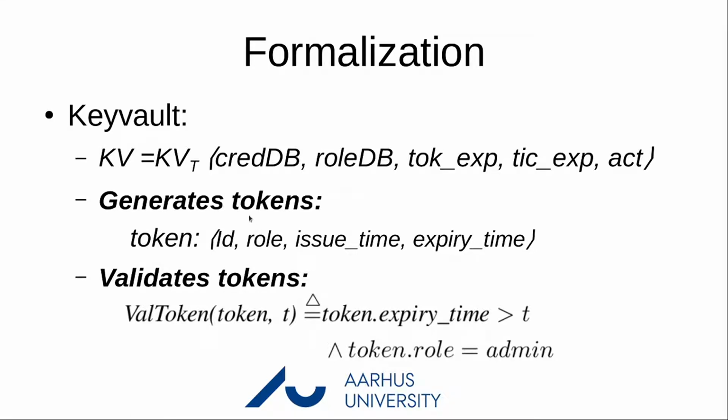Now we generate tokens. Our token looks something like this. We have some ID, some role in the token, issue time, and the expiry time. And the validity of tokens we check here. So let's say that we want to go further into the system, somebody that needs to have a specific role. So we check, okay, is our token not expired, and is our role actually admin?